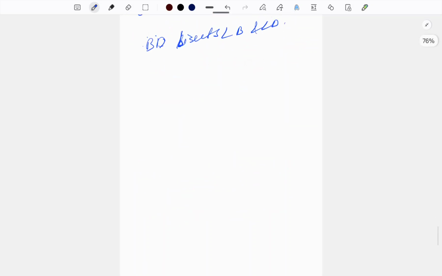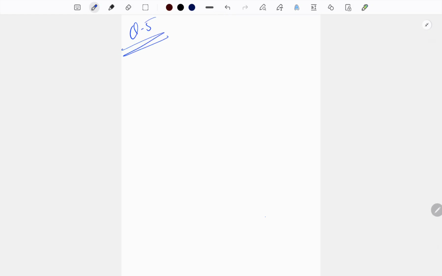now we are moving forward. Question number 5. There is a parallelogram, very nice figure.